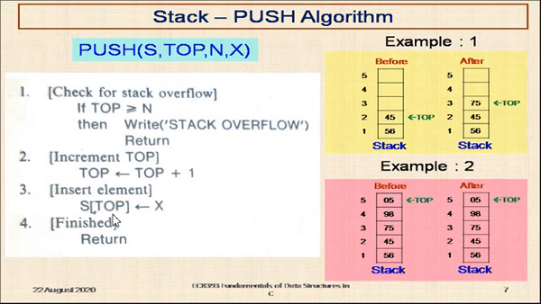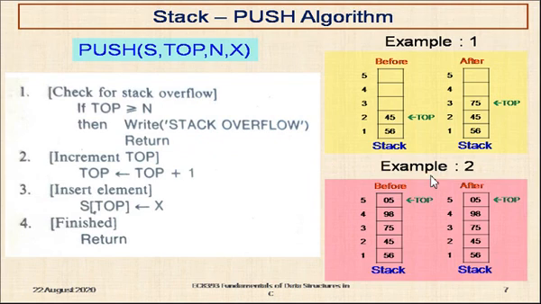S of top, that is S of 3 is equal to x. X I am assuming is 75. So now what is happening? In the location 3, the value of x, 75, is pushed or stored or inserted. So now our job is over. Then return back to the calling program. So this is the algorithm of the push operation.